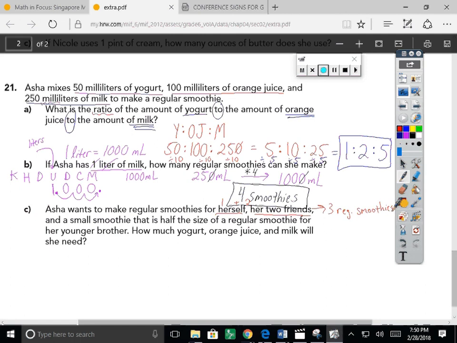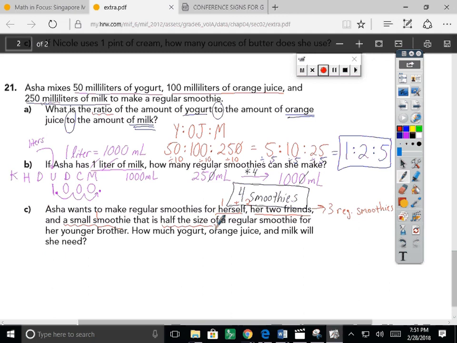Take a look at this. She's also going to make a small smoothie. It says a small smoothie. That really means 1 small smoothie that is half size. This is important. Her brother gets something smaller because he's younger, I guess. Well, let's see what we can do with that.